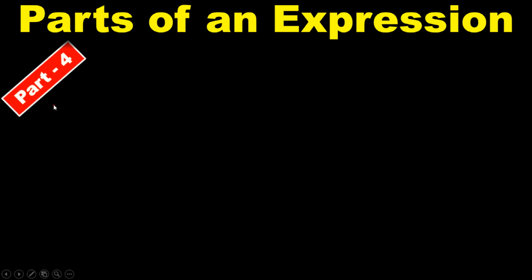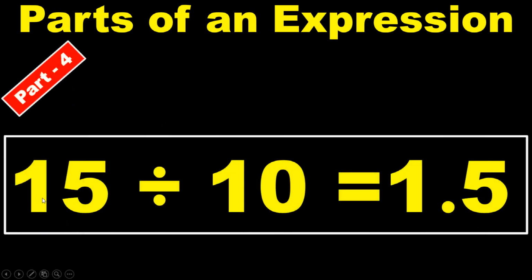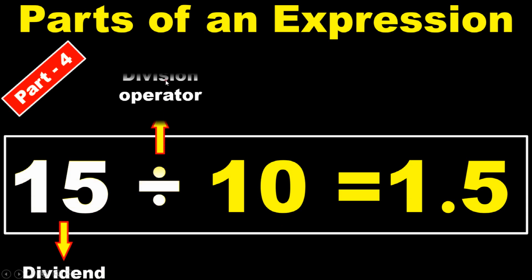Part 4, division. Finally, we arrive at part 4, division. Let's examine. 15 divided by 10 is equal to 1.5. The total being divided, 15, the starting amount that you want to split into equal parts, is called the dividend. The division symbol, the symbol representing division, is the division operator.